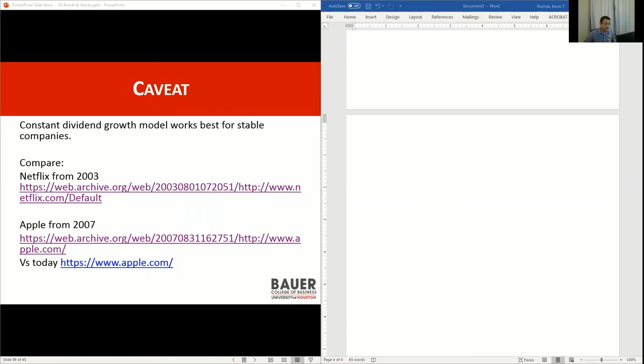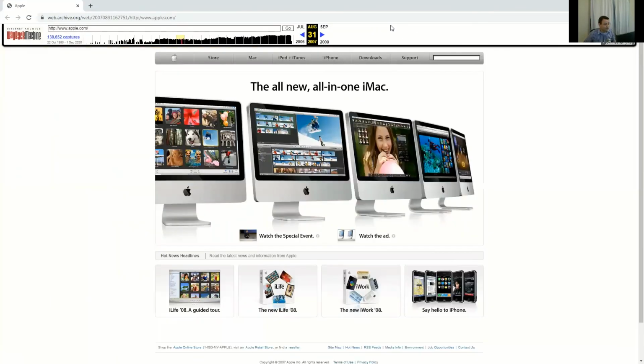So Apple released their iPhone in June of 2007. Here's what their website looked like in August, right after they released the iPhone. Very prominent, right up on the front page, is iMac. Now, I don't know anyone who had an iMac. I'm sure some people I knew did. I never had one. But that was the main thing that Apple was pushing at the time.